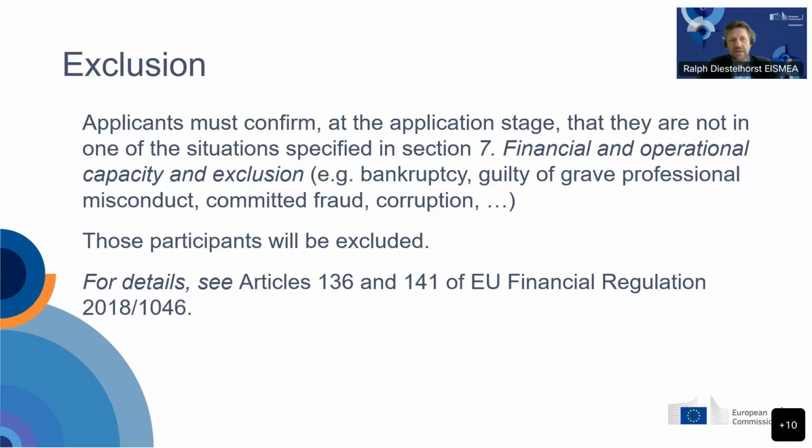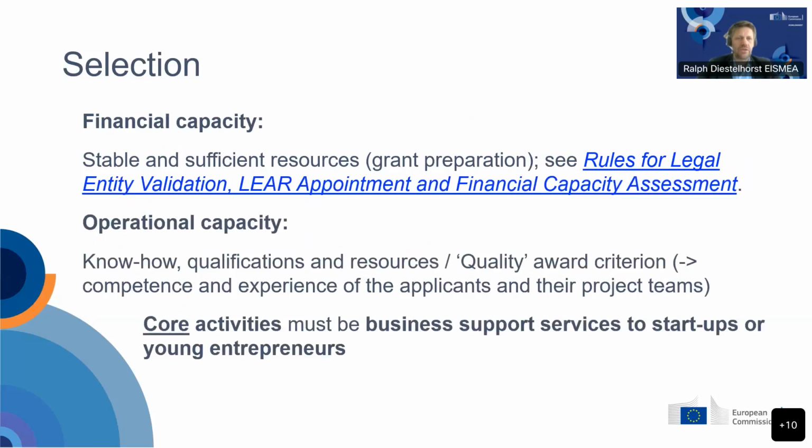And I would like to say they can be excluded by the agency at any time. So if we realize or we are made aware of falsified information submitted at the submission stage, even after a year of project implementation, it could mean the end if we are made aware, because we would have the right to exclude applicants. Details are available in the EU financial regulation if you're interested.